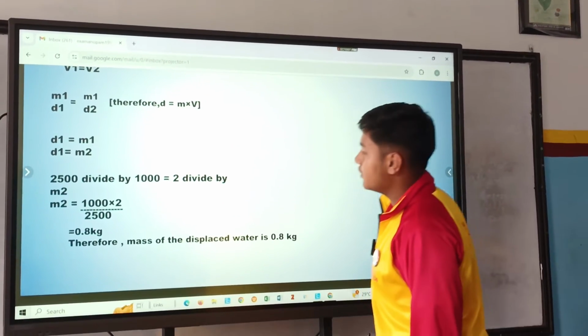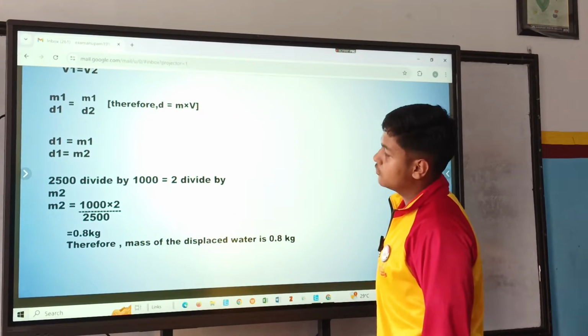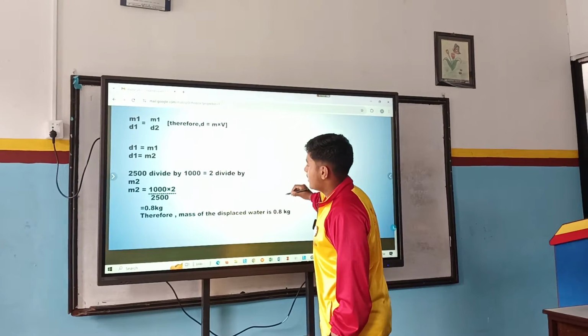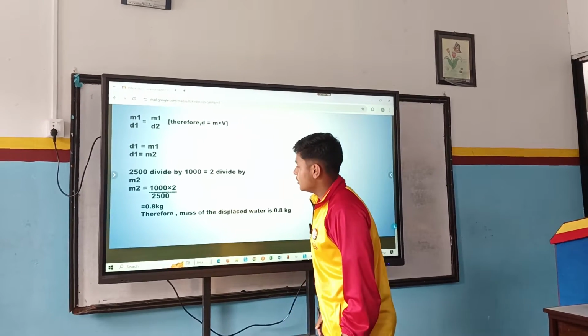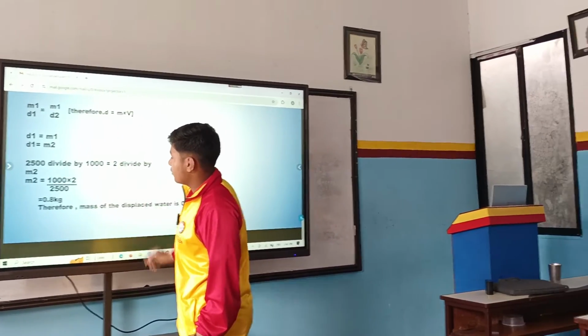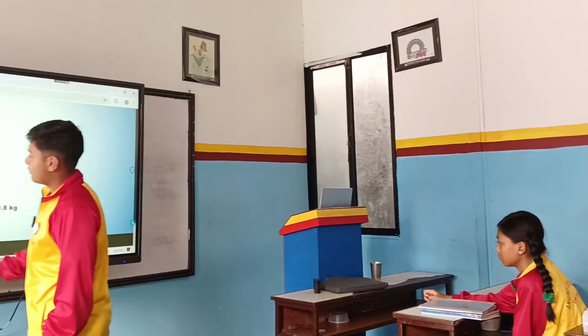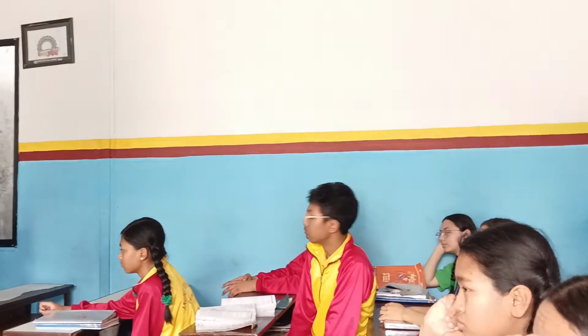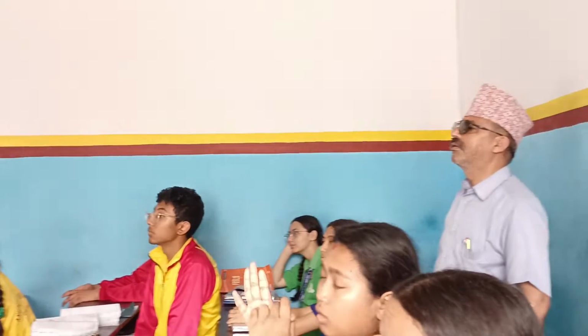So we need to divide 2500 by 1000, so it is 2 divided by M2. So M2 is 1000 multiplied by 2 divided by 2500, so it is 0.8 kg. Therefore, the mass of the displaced water is 0.8 kg. So these were the numerical problems of this chapter.